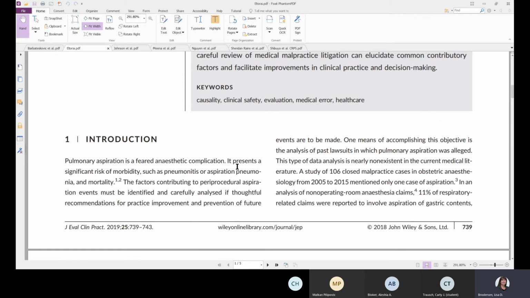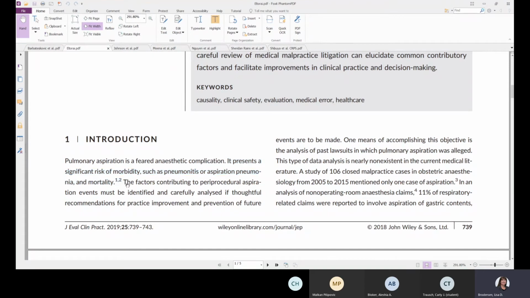Okay, it's a feared anesthetic complication, presents a significant risk of morbidity such as pneumonitis or aspiration pneumonia, and mortality. Okay, and then they cite a couple sources there to back up this claim. Now, the first sentence, they don't cite a source, but I think that would be considered a statement of common knowledge. In general, pretty much everyone would understand that aspirating any substance into your lungs is a feared complication, whether it's associated with anesthesia or not.